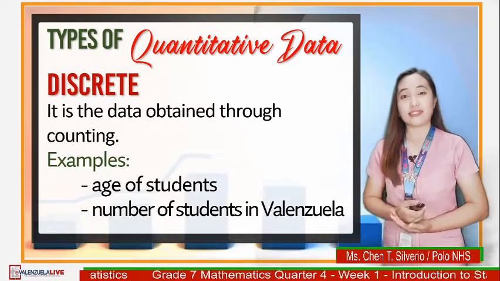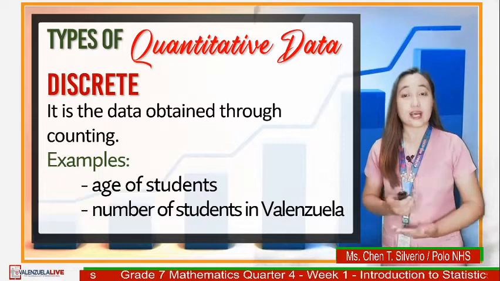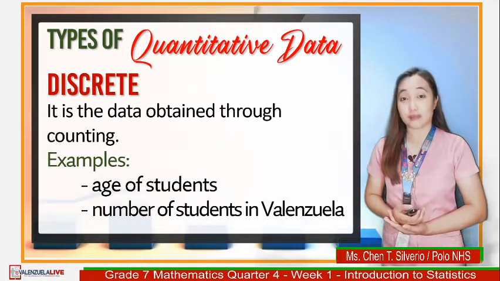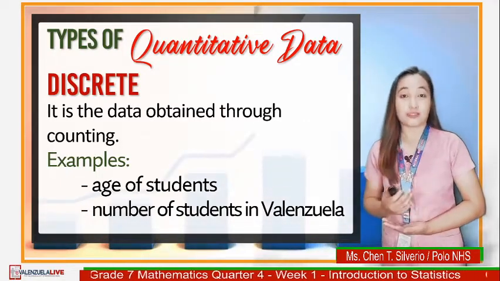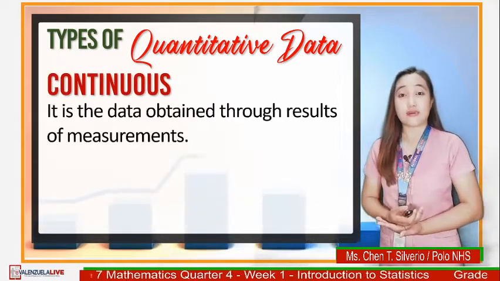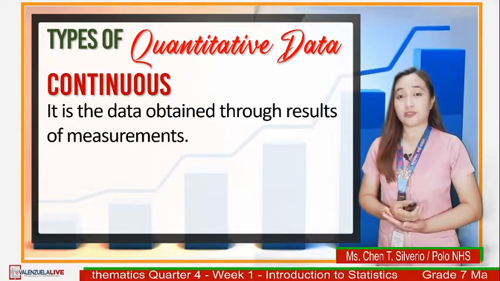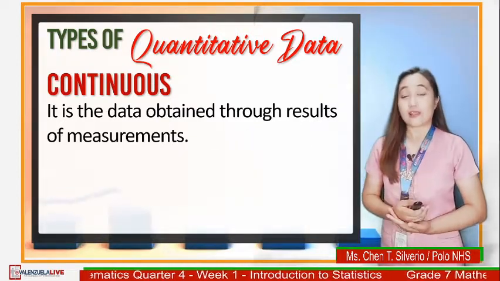In contrast, we have the continuous data. It is the data obtained through results of measurements. Also, it refers to the variables that can take any numerical value. For example, the room temperature, the height and weight of a person.